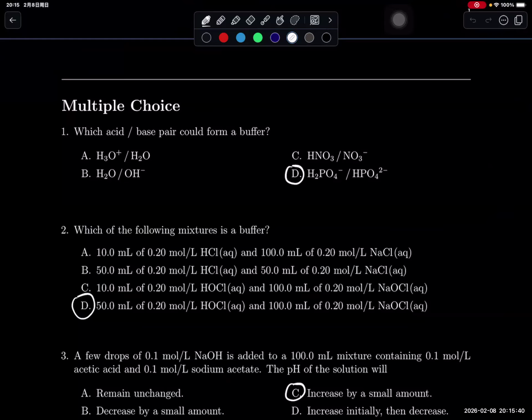a buffer, right? So D is the right answer, as they are weak conjugate pairs. The others are conjugate pairs, but they're strong, so they don't form an equilibrium. Hydroxide is considered a strong base, and hydrogen is considered a strong acid as well. So A and B are wrong. C is also wrong, so it's going to be D.